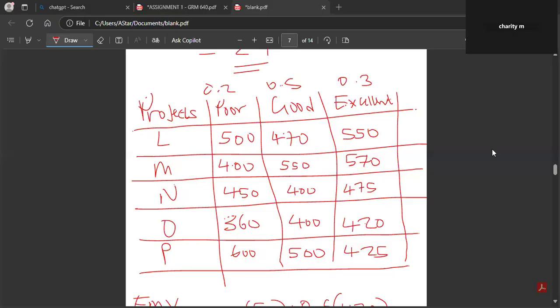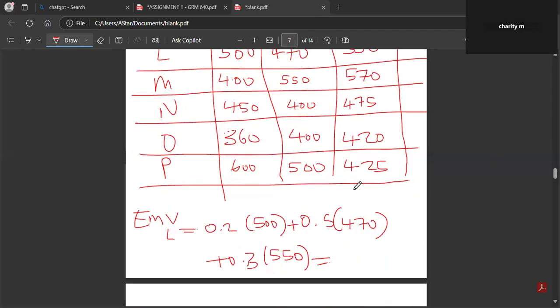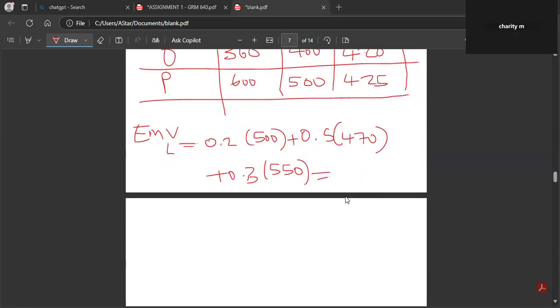Let me quickly audit the answers. The first one is what? 0.2 by 500 plus 0.5. You're able to see my whiteboard down, by 470. Yes. Then the other one is plus 0.3 by 515. Is the one giving us 500, right?